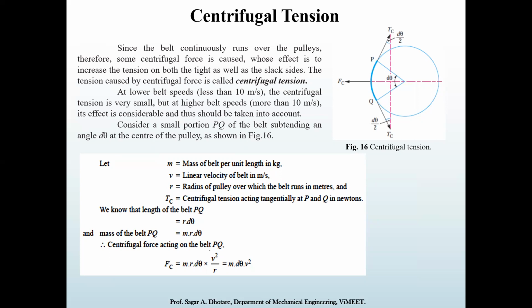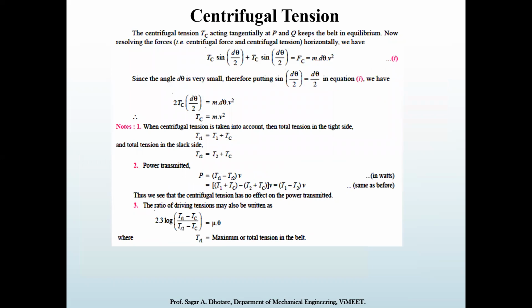Okay, so the equation for calculating the centrifugal force is Fc equal to m r d theta into d theta is nothing but a derivative, v square divided by r, where r gets cancelled, and what we get is the equation Fc equal to m d theta into v square, that is the linear velocity squared. Now you can put in all the values and find the derivatives. You get the actual equation, the centrifugal tension Tc equal to m v square.